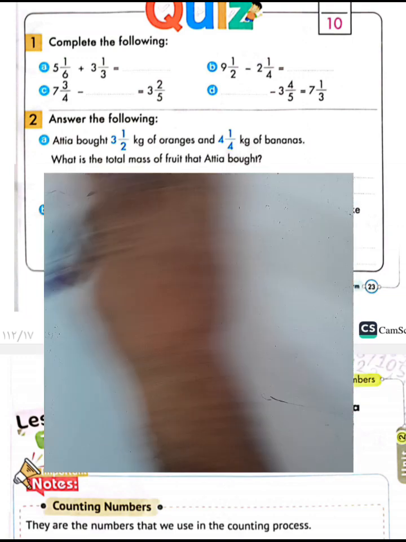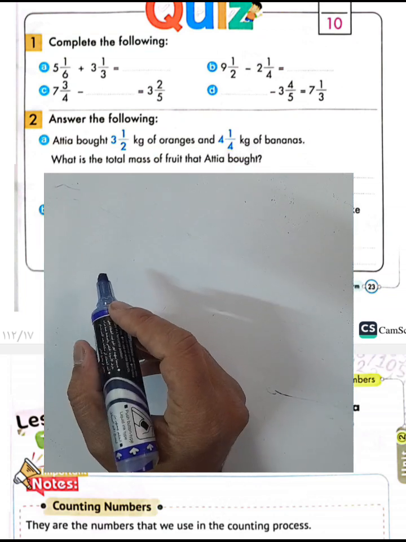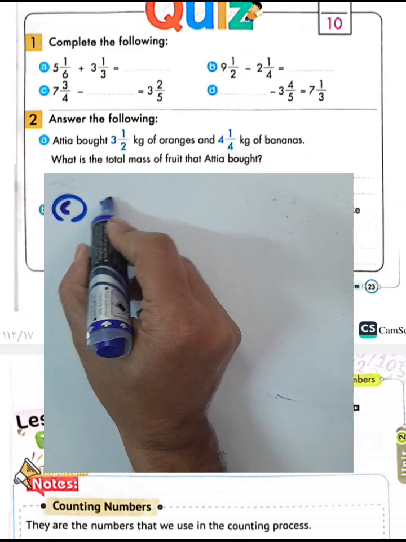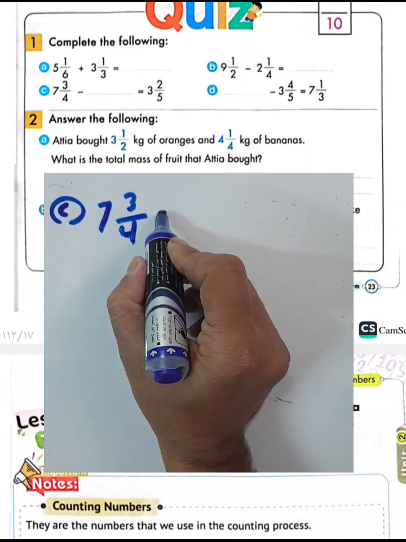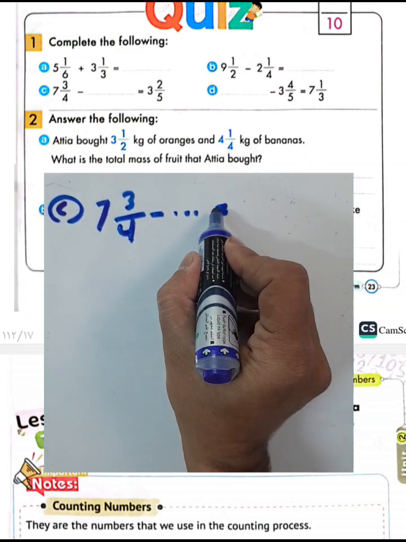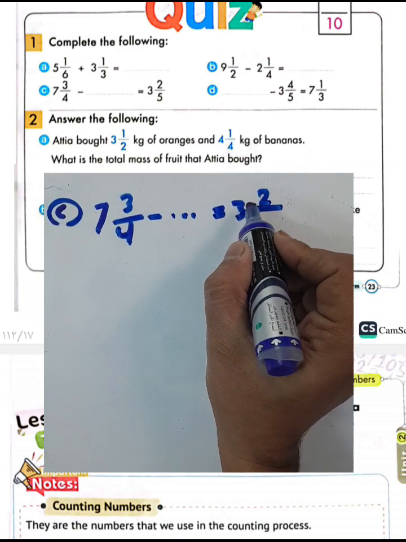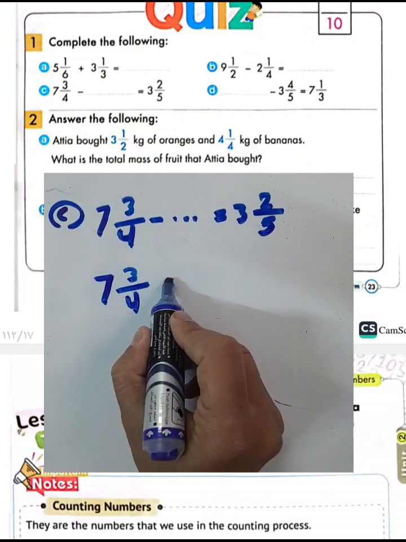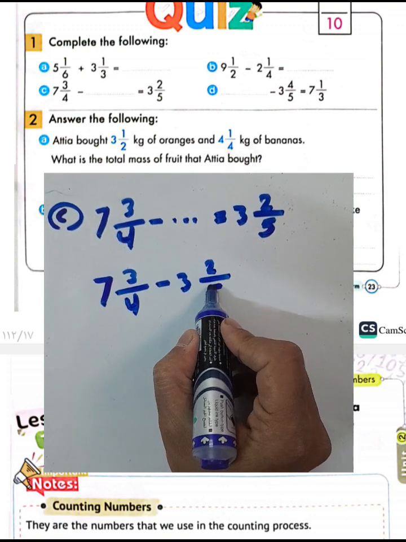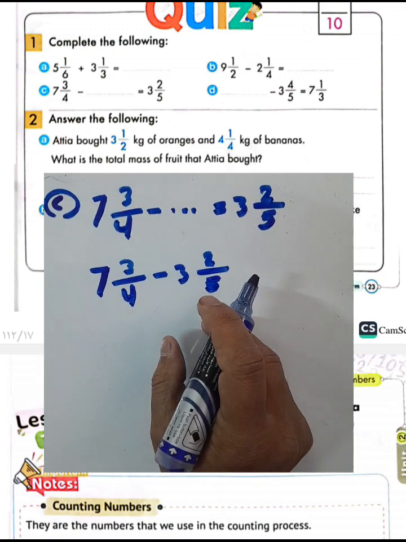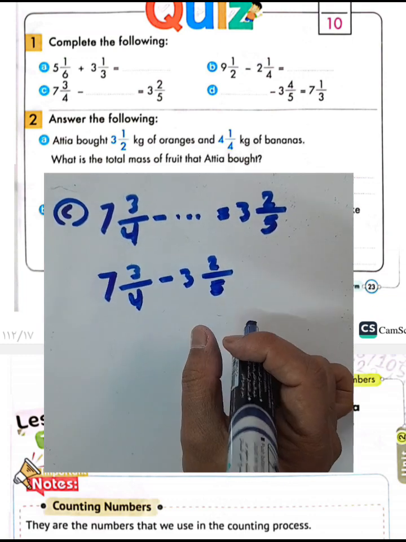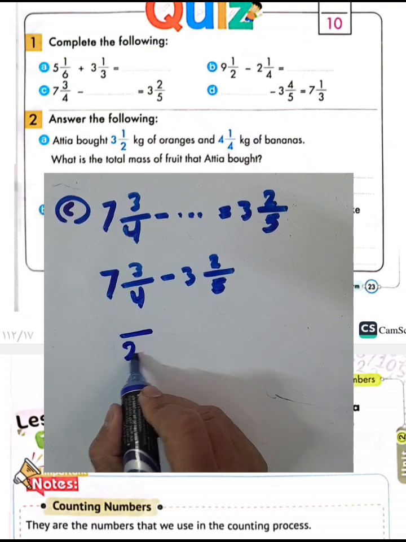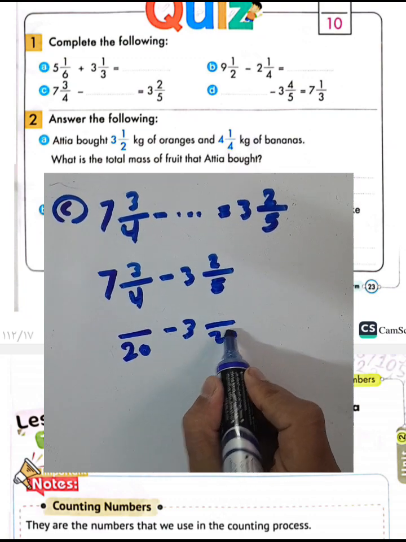Next question. It was question letter B. Okay. Question letter C. 7 and 3 over 4 subtract a number equals 3 and 2 over 5. We can find this number. We'll find the difference between 7 and 3 over 4 and 3 and 2 over 5. The highest common factor between 4 and 5 equals 1. Then 4 and 5 we call relatively prime numbers. So the least common multiple between them will be 20.